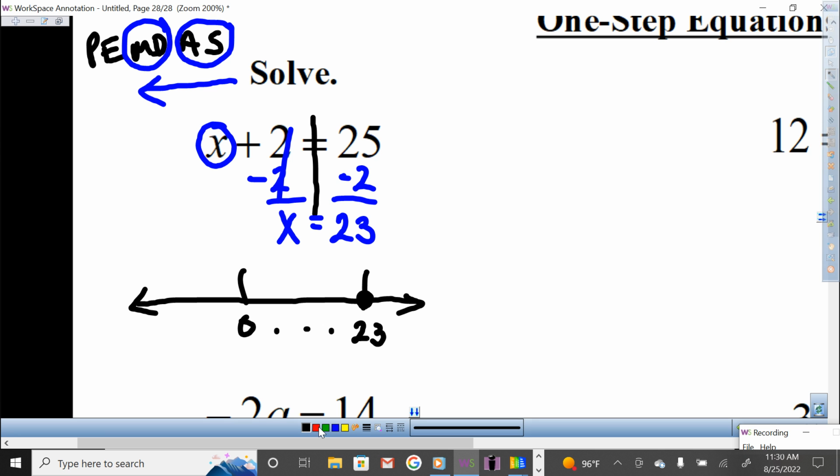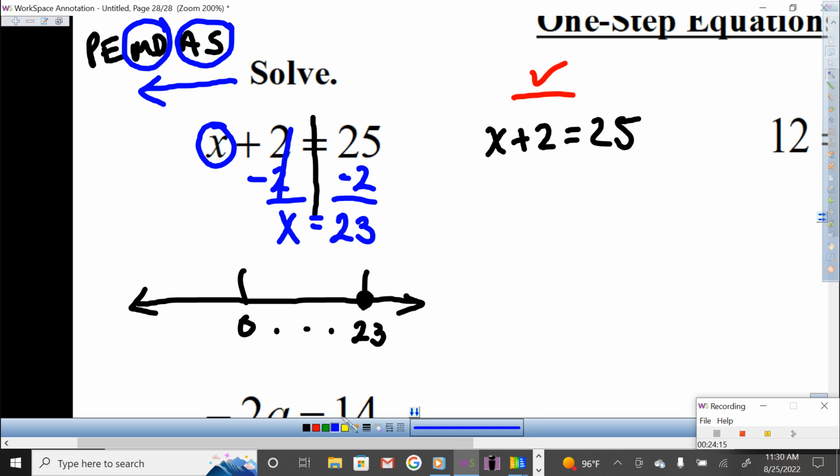Step 4, check your solution. How do we check it?